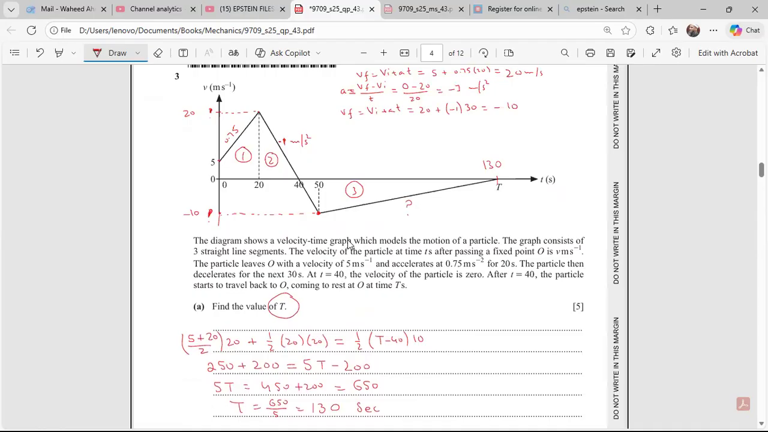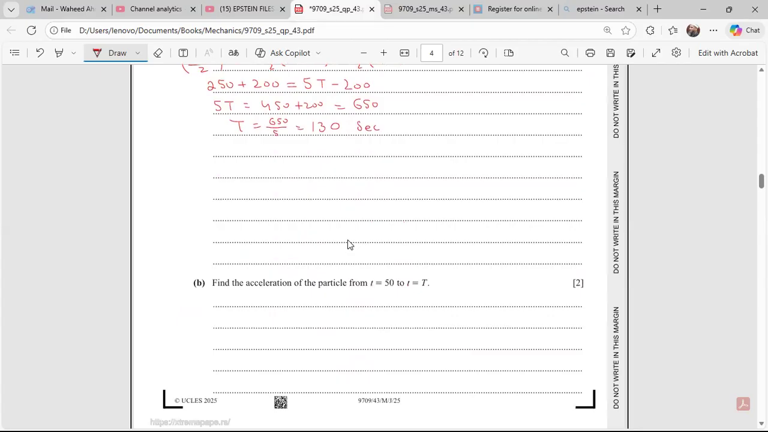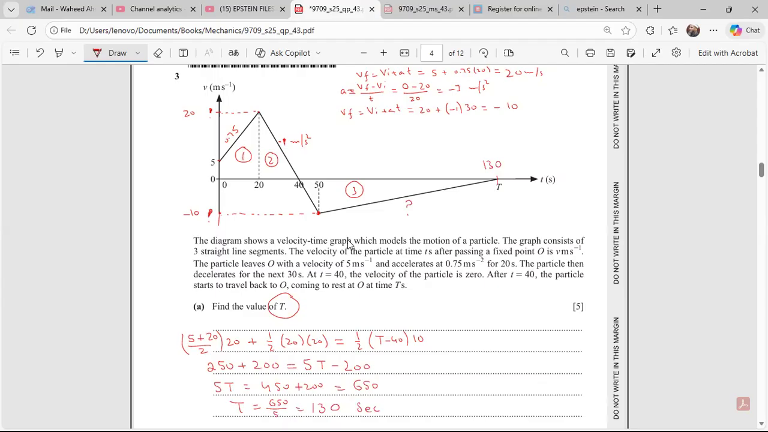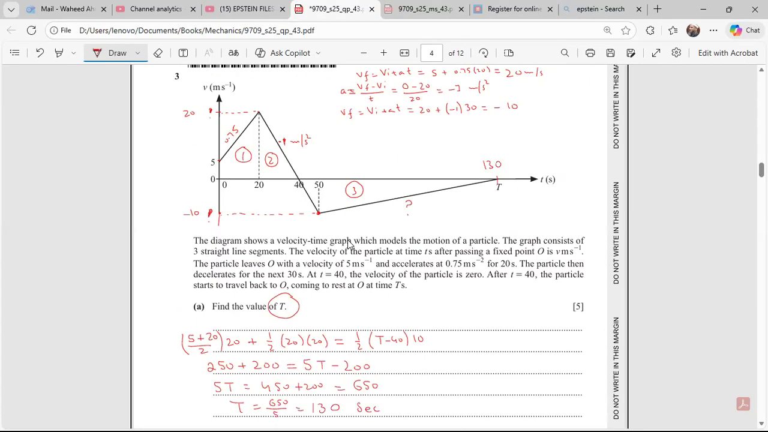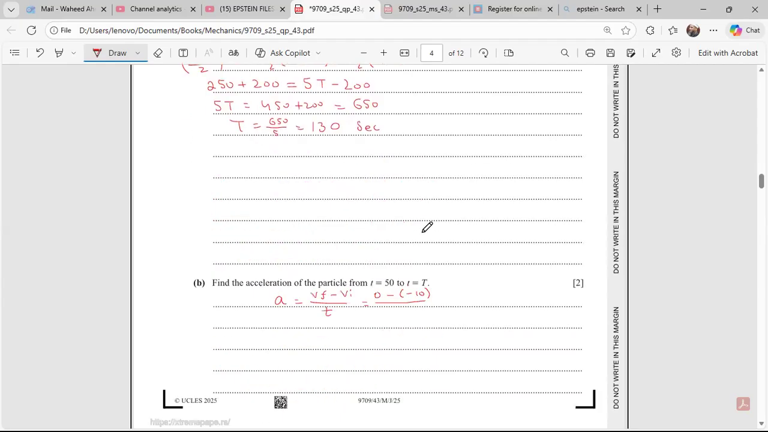Okay, so this we can do using our usual thing, that acceleration is equal to Vf minus Vi over t. So the final speed was 0. Remember, speed was negative and becomes 0 at the end. So final speed is 0 minus initial speed is minus 10, and time was how much time? 130 minus 50. So it will be 10 divided by 1/3. This is going to be 80, right?